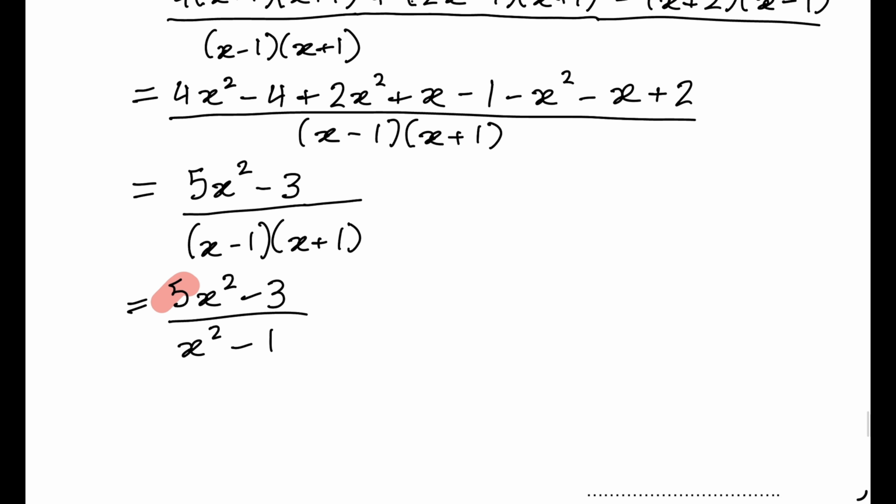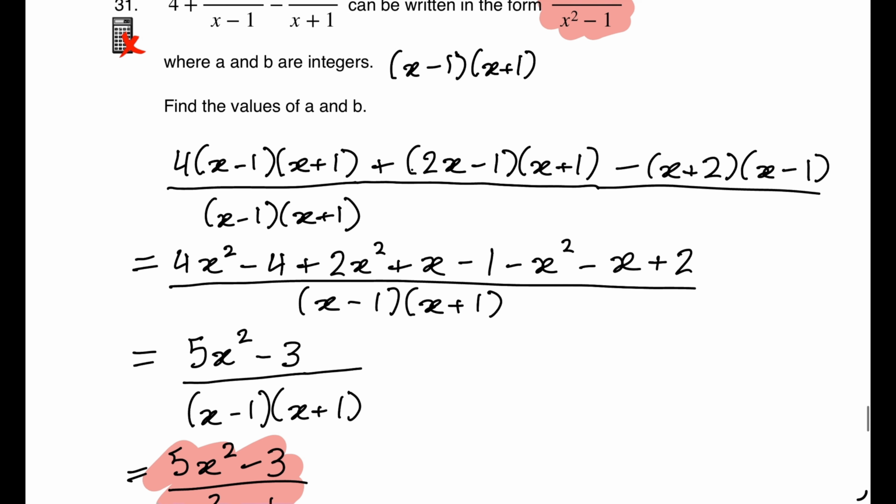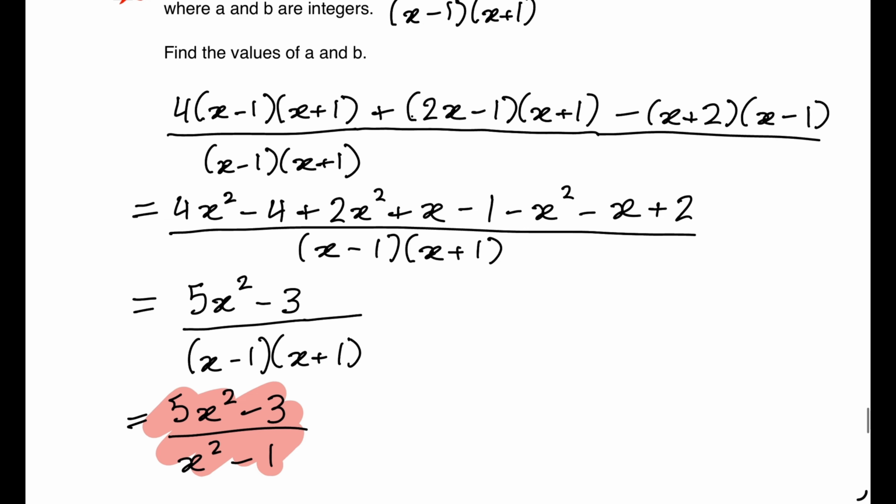If we check that, that is in fact in the form that we want, where a is 5 and b is negative 3.